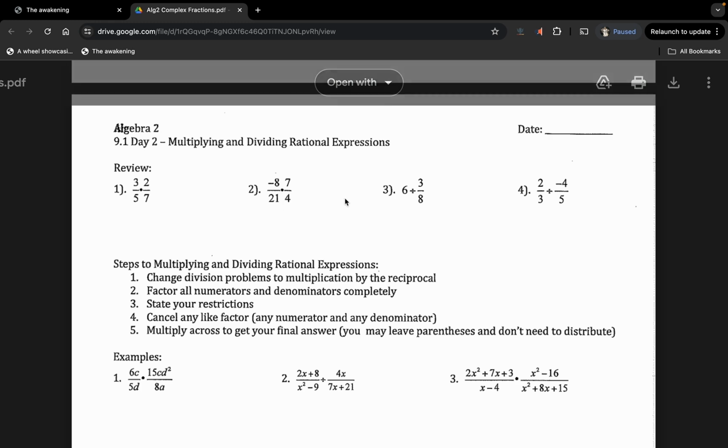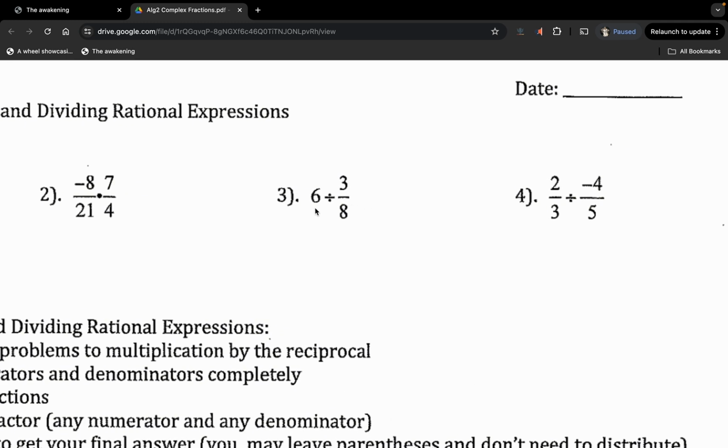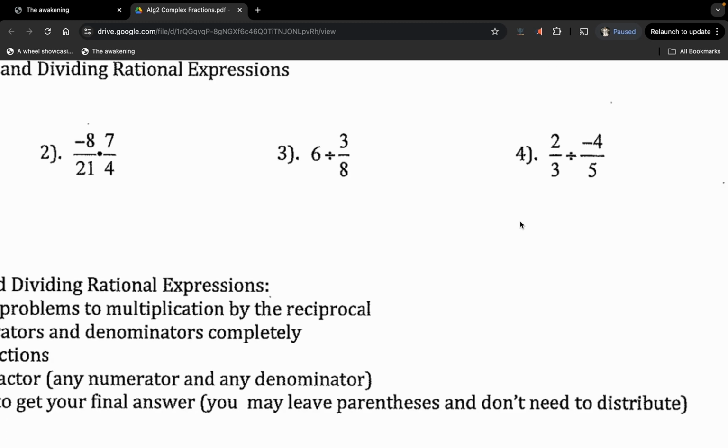Same thing here, multiply across. And then with division with fractions, we know we would use the keep, change, flip method. So we'd keep 6, turn this into multiplication, and then flip this for its reciprocal, which would be 8/3. So it'd be 6 times 8/3 would be the way to solve 6 divided by 3/8. We know this, we've been through that.